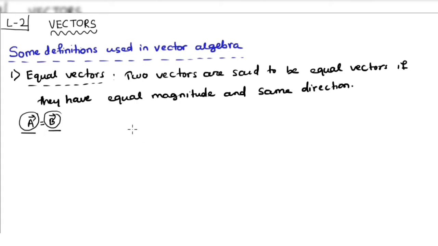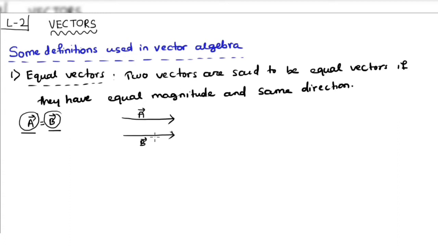So if I draw two equal vectors, I can draw like this. Suppose this is vector A and this is vector B. You can see that the length of the two lines are equal. It means magnitude of A is equal to magnitude of B. And you can see that these two lines are parallel to each other and we have given the arrow mark in the same direction. It means A vector and B vector have the same magnitude and the same direction. So A vector is equal to B vector.